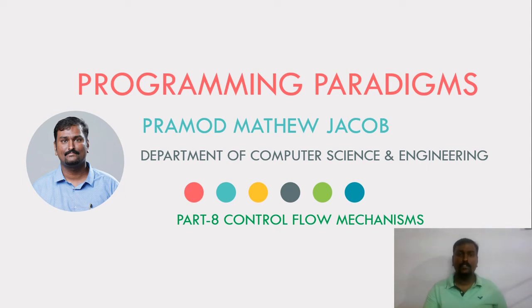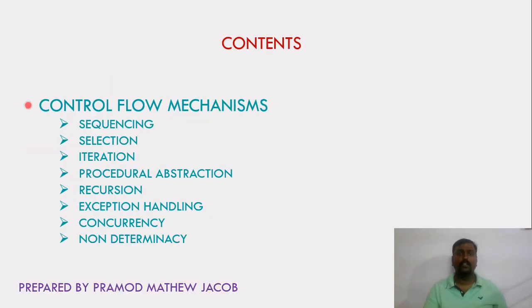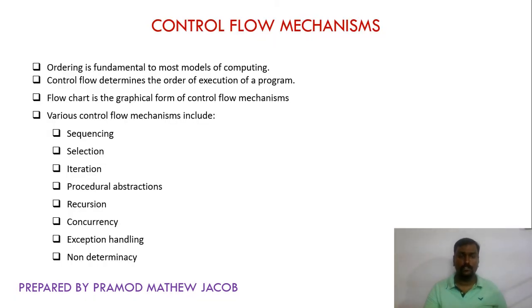Hi all, in this session we are going to learn about the various control flow mechanisms used in programming languages. There are various control flow mechanisms like sequencing, selection, iteration, procedural abstraction, recursion, exception handling, concurrency and non-determinism. We will see all these in detail.